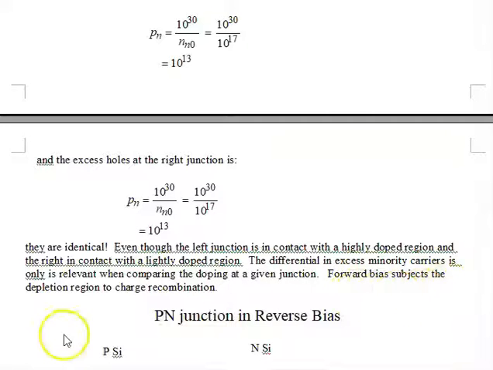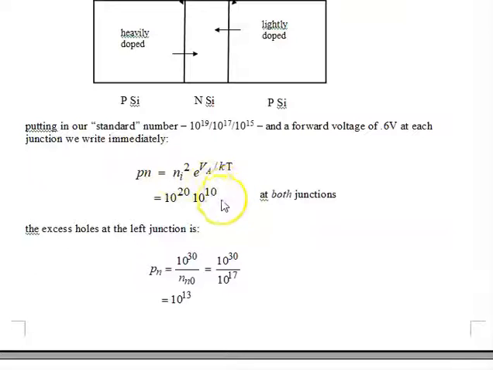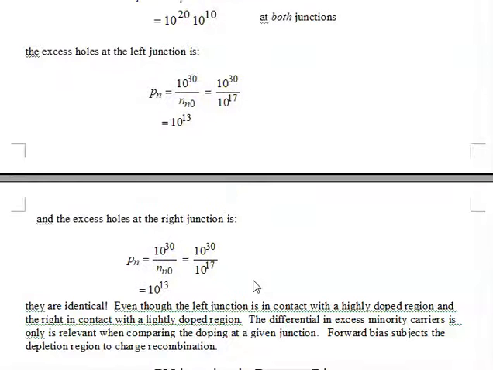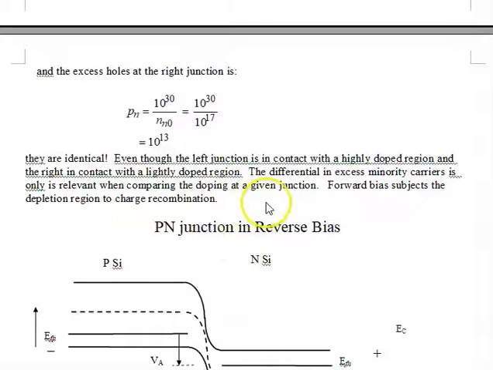Forward bias subjects the depletion region to charge recombination. And that's an important point, because what we have here, if it was in equilibrium, we would have approximately intrinsic, 10 to the 10th, and now we've got much more than that. We actually have, I should say, n sub i squared would be 10 to the 20th in the depletion region. In forward bias, even at 0.6 volts, we have 10 to the 30th. 10 to the 30th is way higher than equilibrium would tend to dictate, and we've thrown this device into a sort of chaotic situation.